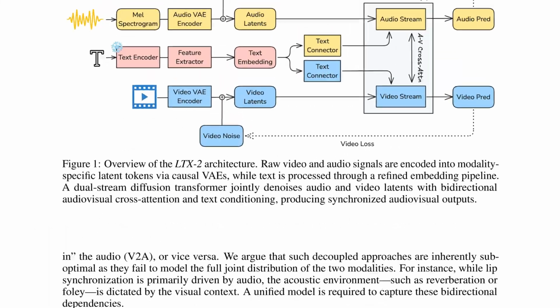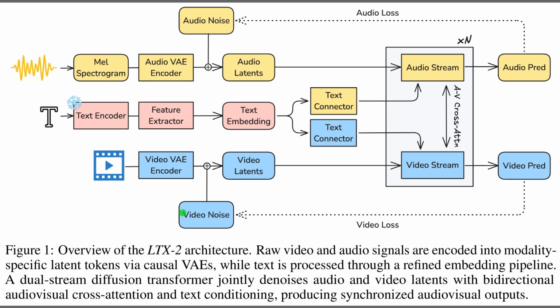Alright, let's break down the system design. Figure 1 lays out the architecture, which processes three modalities in parallel. On the left, we have the audio and video pipelines, where raw inputs are compressed into efficient representations called latents, via VAE encoders. Nestled between them is the text pipeline, which converts prompts into embeddings to guide the process. Then, everything flows into the dual-stream transformer on the right. Inside that block, the vertical arrow labeled A-V cross-attention is the critical piece, because it enables the audio and video streams to talk to each other at every step, creating tight synchronization.